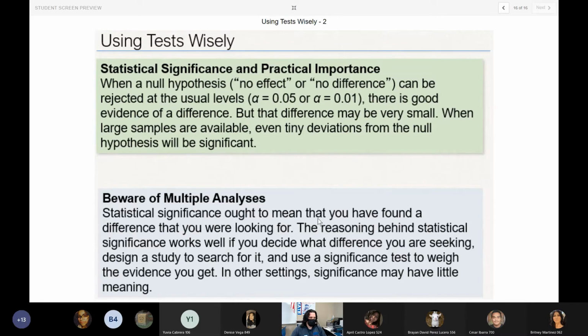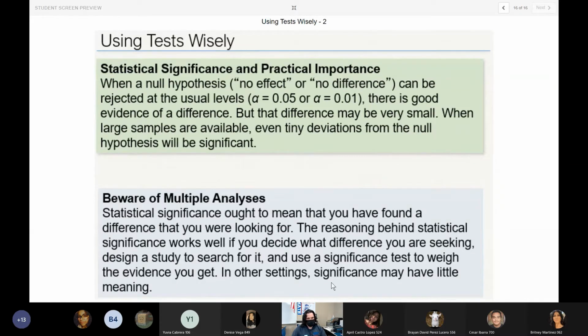Statistical significance ought to mean that you have found a difference that you were looking for. The reasoning behind statistical significance works well if you decide what difference you are seeking, design a study to search for it, and use a significance test to weigh the evidence you get. In other settings, significance may have little meaning.